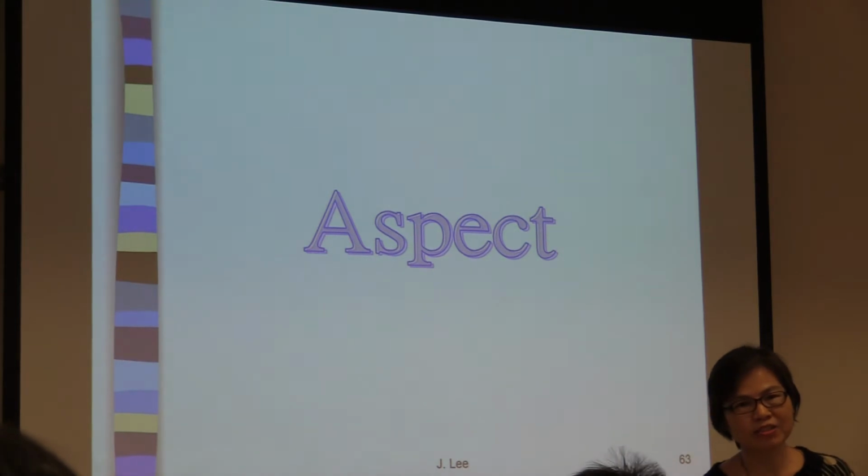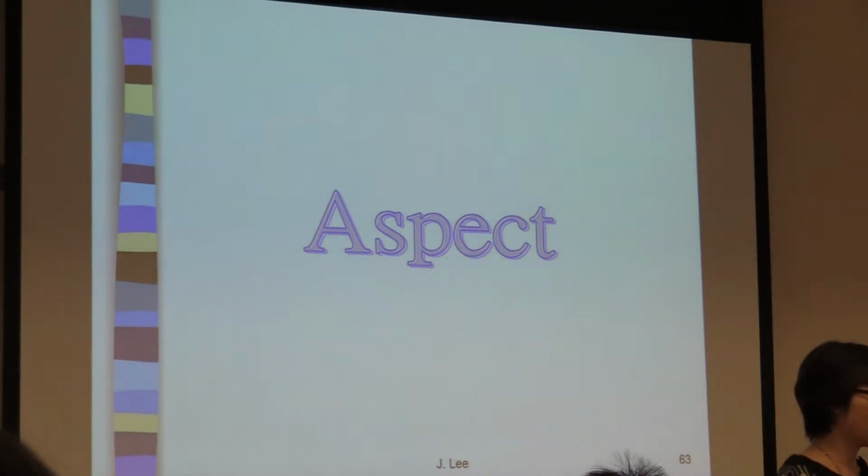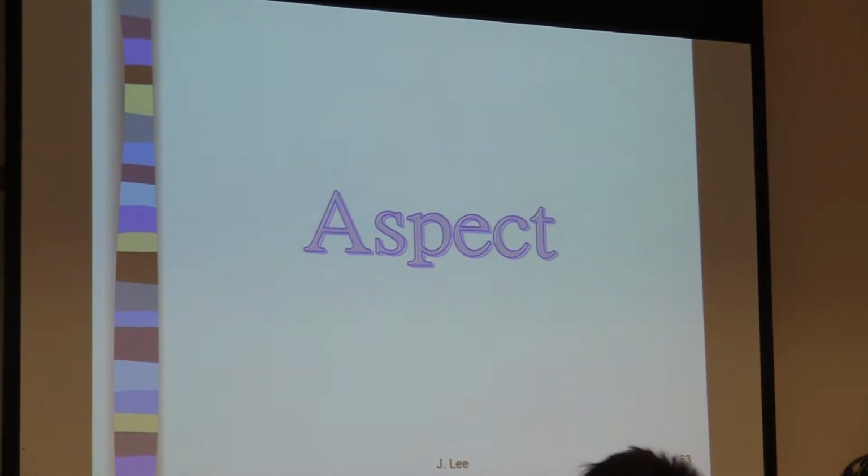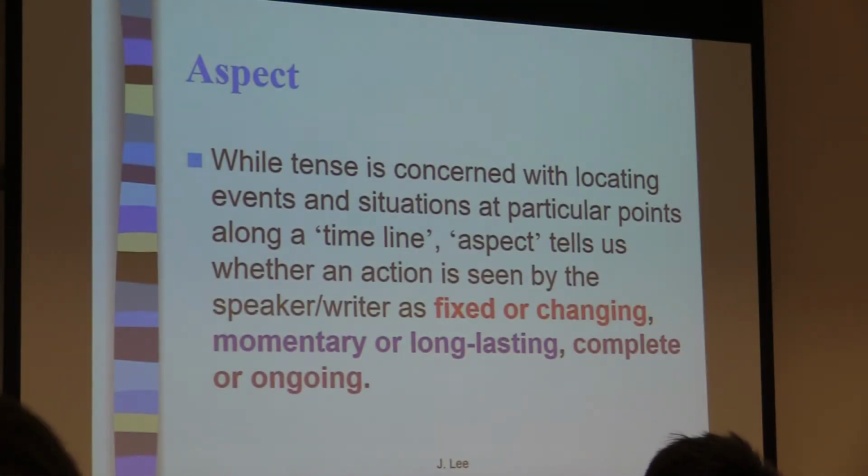Which verb tells you the tense? Remember? The finite verb, the first verb in the verb phrase. Then how about the other verbs? Well, some of those verbs may tell you the aspect, but the aspect doesn't refer to time. The aspect tells us whether an action is seen as fixed or changing, momentary or long-lasting, complete or ongoing. Well, that sounds abstract, so we can take a look and see what they mean.